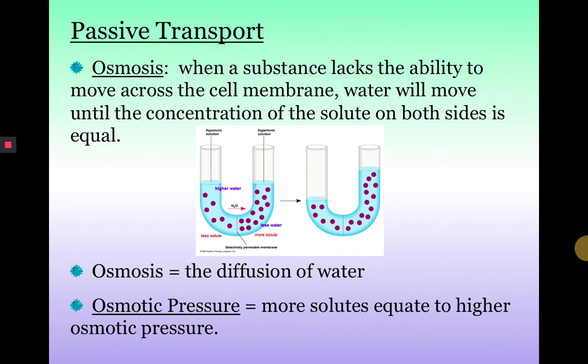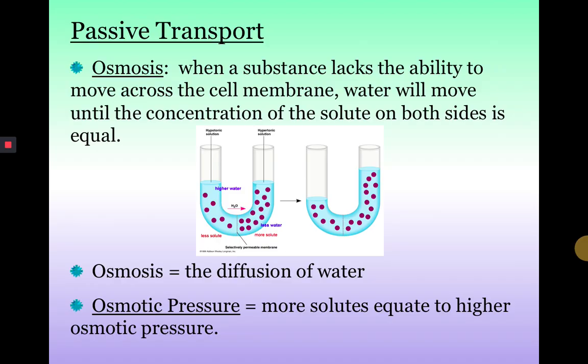All right, so osmosis. We can't talk about passive transport without talking about osmosis. Water is so special that it has its own name when it diffuses. When CO2 moves from high concentration to low concentration, it's just called diffusion. When oxygen moves from high concentration to low concentration, it's just called diffusion. When water does it, osmosis.